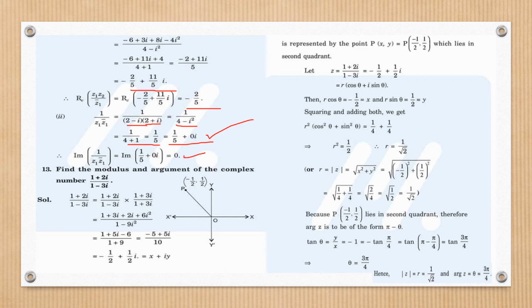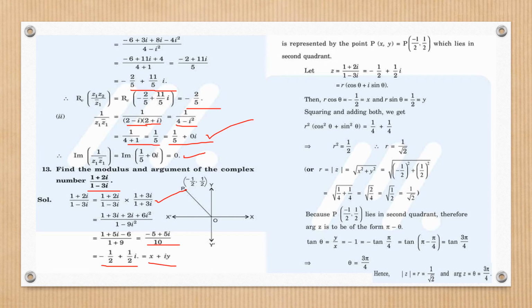Number 13 is find the modulus and argument of complex number 1 plus 2 iota upon 1 minus 3 iota. So for first calculating modulus and argument, what will I do? I will rationalize it by multiplying and dividing by 1 plus 3 iota. So it will reduce to the complex number minus 5 plus 5 iota upon 10, which on reduction can be written as minus half plus half iota, which is equal to x plus iota y, right?